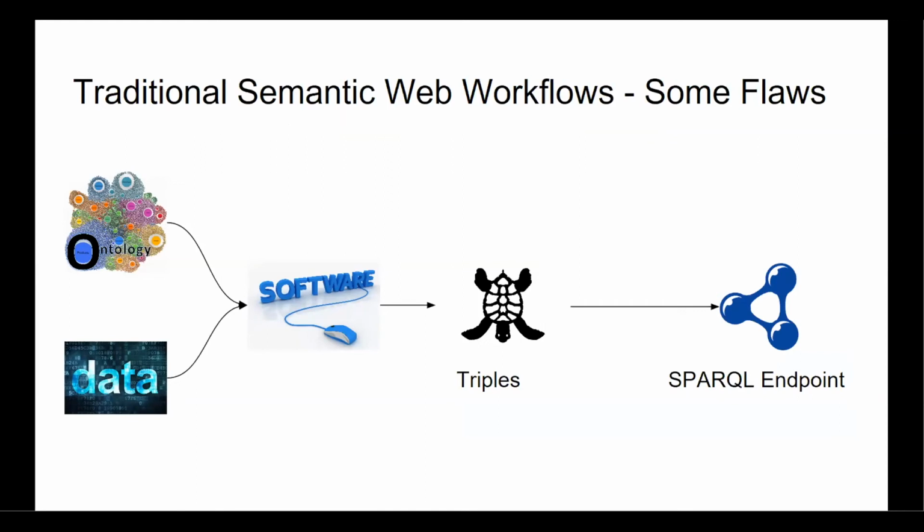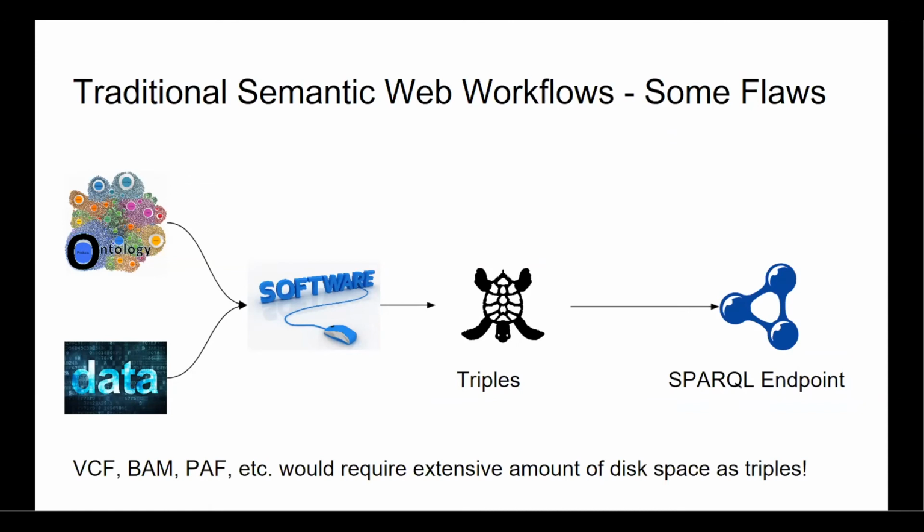However, imagine we have a huge amount of biological data like VCF or BAM or PAF. It's very big data, and so it would require an extensive amount of disk space to serialize these data into triples. And the same, of course, holds true for variation graphs.